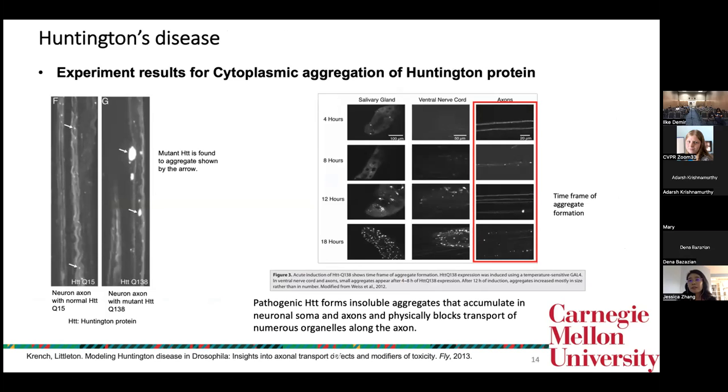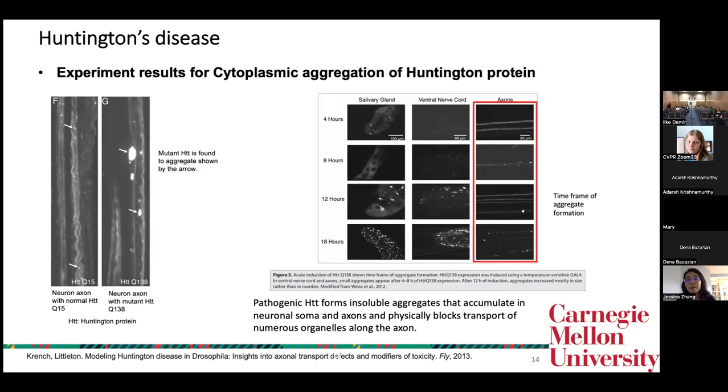In another study of Huntington disease, a similar phenomenon was observed. You can see those white regions, and those are the aggregates. That was introduced by a particular Huntington protein. This kind of Huntington protein forms insoluble aggregates, so they can accumulate in the soma and also the axon. Such accumulation or aggregates can physically block transport of organelles along the axon and then bring us trouble. So that is the main issue we want to simulate.